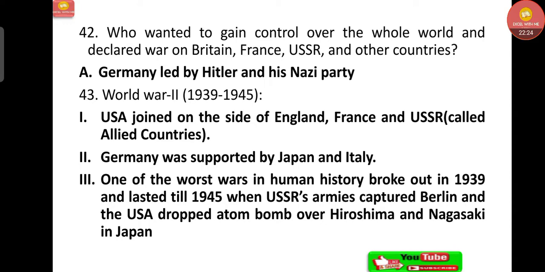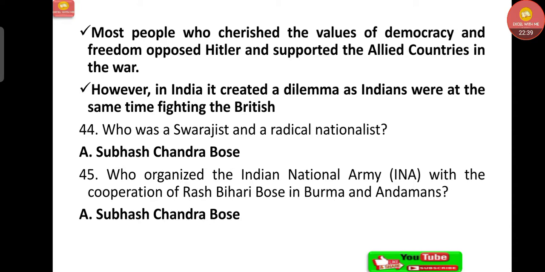One of the worst wars in human history broke out in 1939 and lasted till 1945, when USSR's armies captured Berlin and the USA dropped the atom bomb over Hiroshima and Nagasaki in Japan. Now, most people who cherished the values of democracy and freedom opposed Hitler and supported the Allied countries in the war. However, in India, it created a dilemma as Indians were at the same time fighting the British. All the statements are very, very important.